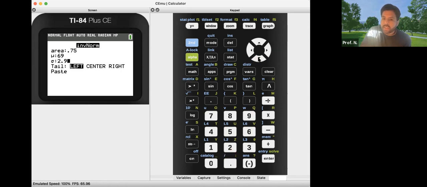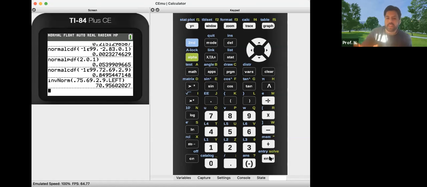Now, the important thing is the tail. What do we mean by the tail? We're saying, where is this area pointing towards? Is it pointing towards the left? Is it centered, or is it to the right? Well, we're treating 0.75 to the left, so we're going to keep it as the left. And so let's see what happens when you give us the answer here. Do you see we get 70.956, which is pretty close to what we got, 70.9575. Of course, the calculator gives you a more precise number because we estimated that z value.